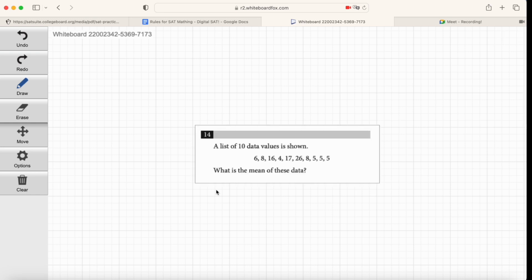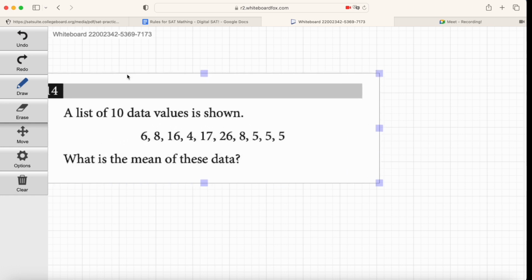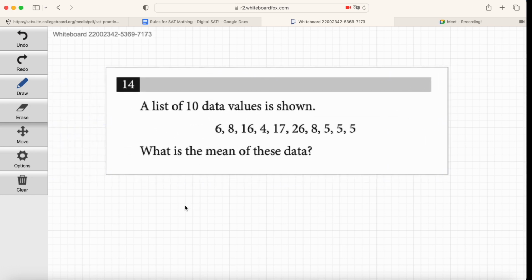All right, let's take a look at question number 14. I'm going to increase the size of this question a little bit. Go ahead and read number 14 for us, please. A list of 10 data values are shown. What is the mean, or the average, of the data?